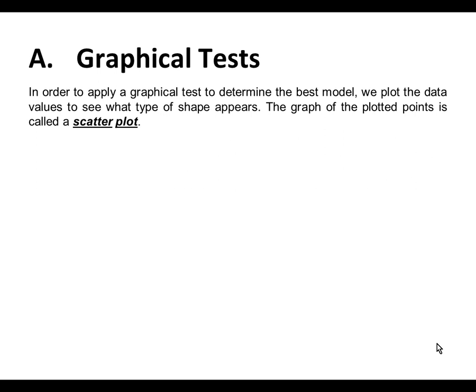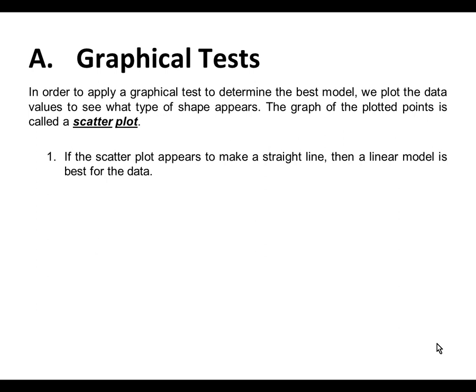In order to apply a graphical test to determine the best model, we plot the data values to see what type of shape appears. The graph of the plotted data, again, is called the scatter plot. So basically, for a graphical test, do the scatter plot, which means you have to turn on one of your statistical plots. I've always turned on plot 1.